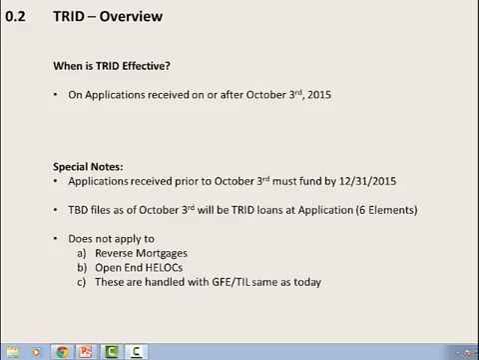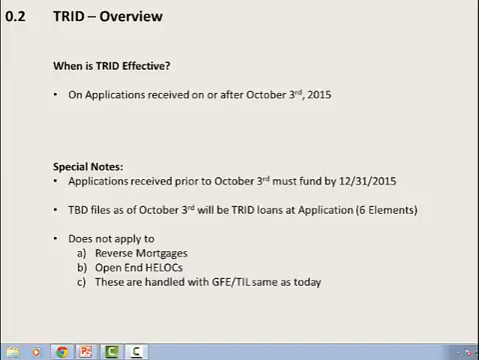The TRID rules are effective for all RESPA applications received on or after October 3rd, 2015. Any loans with RESPA applications before October 3rd will continue to use the RESPA 2010 rules. RESPA 2010 rules are those we have used with the GFE and TIL. There are a couple quick notes on applications.